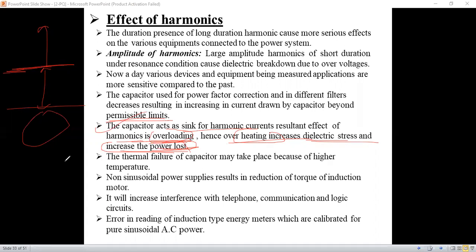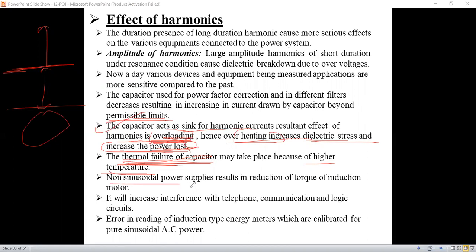Next, there are thermal stability or thermal limits. Thermal failure of the capacitor may take place because of higher temperature. If the temperature is more than the rated value, because of the harmonics, overloading will occur and the heat will increase. If it is more than the rated value, thermal failure of the capacitor will take place.